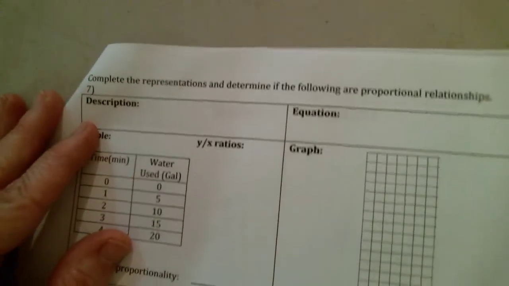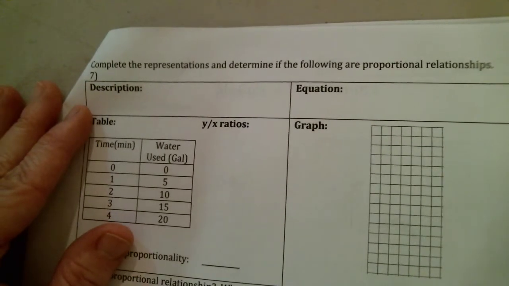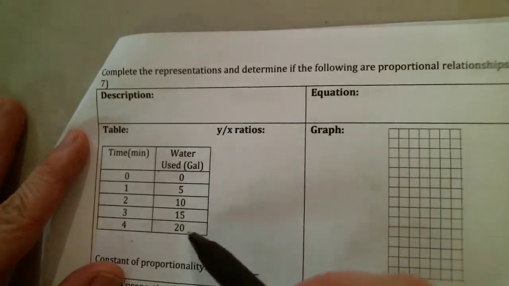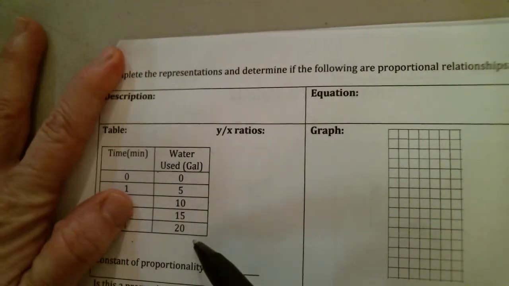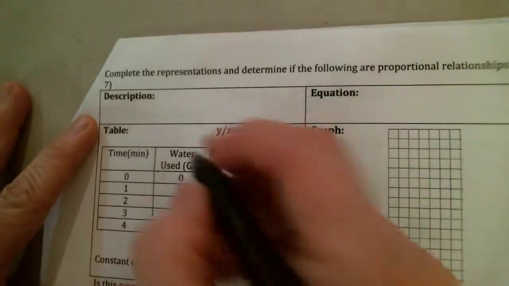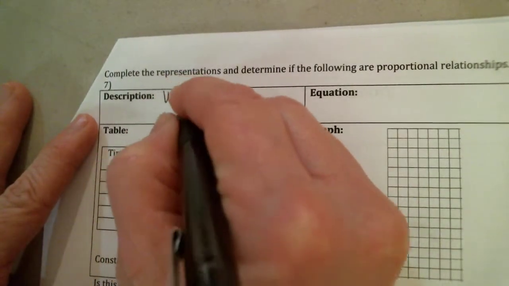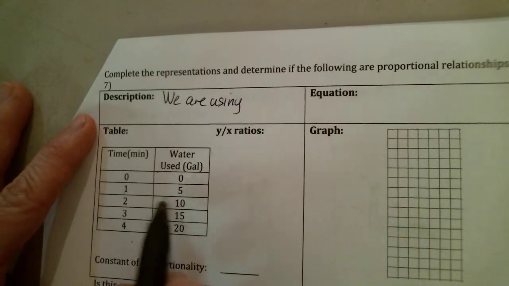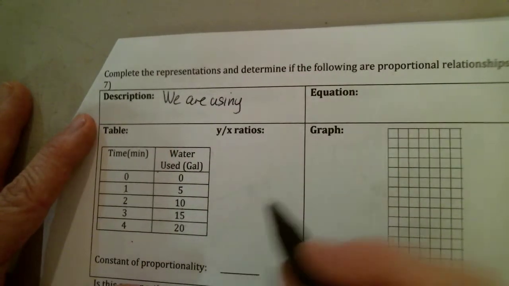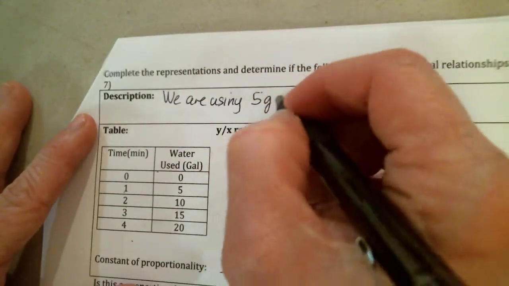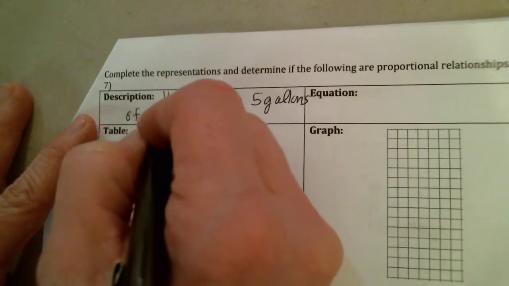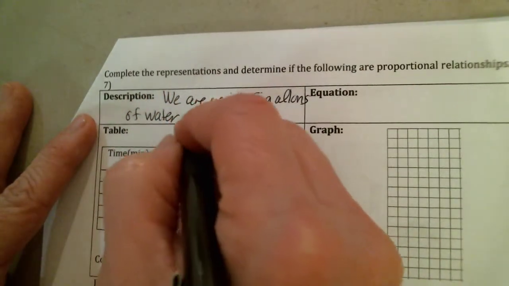We have the last page. Complete the representations and determine if the following are proportional relationships. Down here it looks like we have time and water used. So we're going to say that for the description, we look down here, and every minute it's using 5 gallons of water per minute.